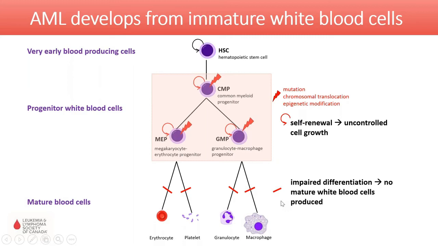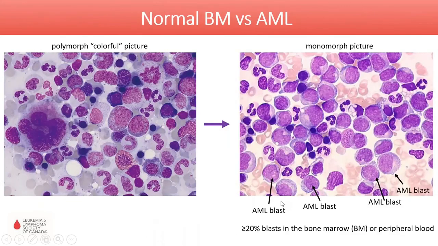And this is a very nice picture here. On the left-hand side, again, you see a bone marrow with a polymorph, meaning it's consisting of different shapes, different cells, different colors. The nuclei are in different shapes. You can see big cells, small cells, and so on. So it's a very vibrant environment, as I mentioned before.